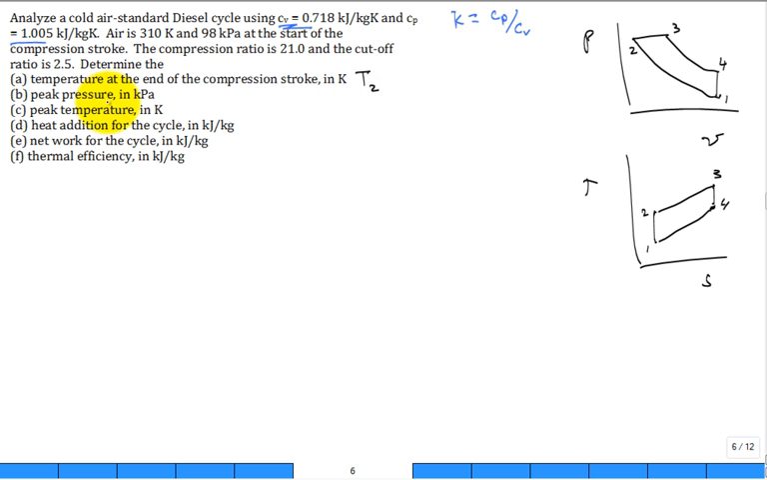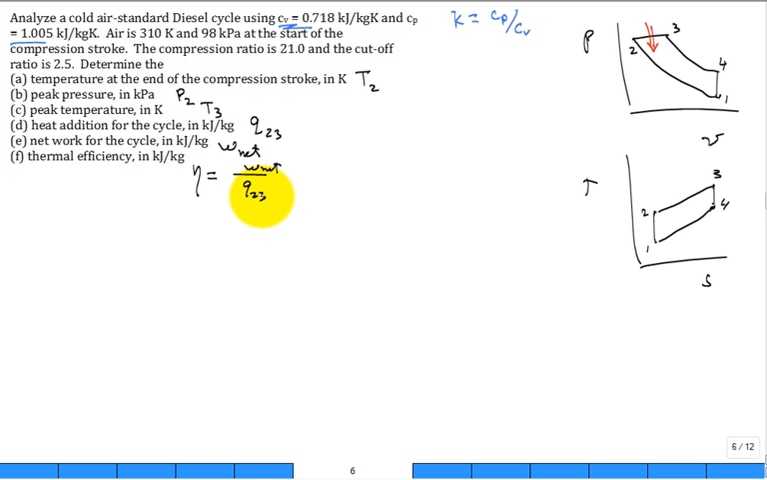What is the peak pressure? Well, that's P2, isn't it? It's also equal to P3. What is the peak temperature? That's T3. What is the heat addition for the cycle? Well, you're bringing in the heat in the process from 2 to 3. So isn't that Q 2 to 3? And then what is the net work of the cycle? That's W net. And then the thermal efficiency is going to be the ratio of W net divided by Q 2 to 3.